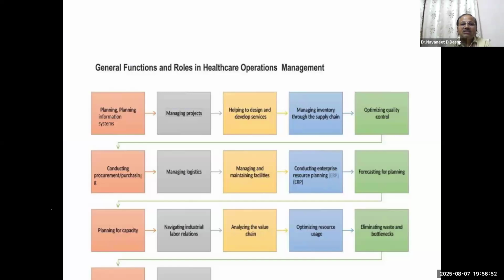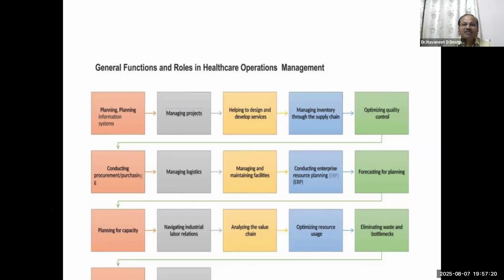Then come the general functions and roles in healthcare operations management. As we discussed earlier, planning is at the core. People have to plan in a very meticulous way, and make sure that each and every aspect regarding standard operating procedures, the do's and don'ts, the rules to be applicable, and any precautions to be taken in specific instances like outbreaks of diseases, is covered.